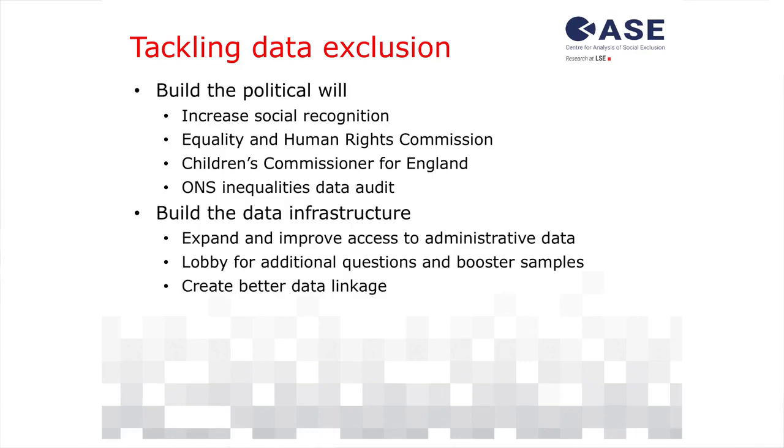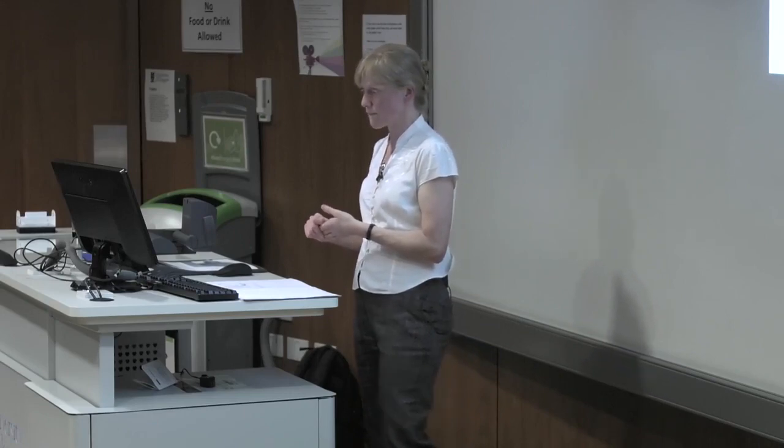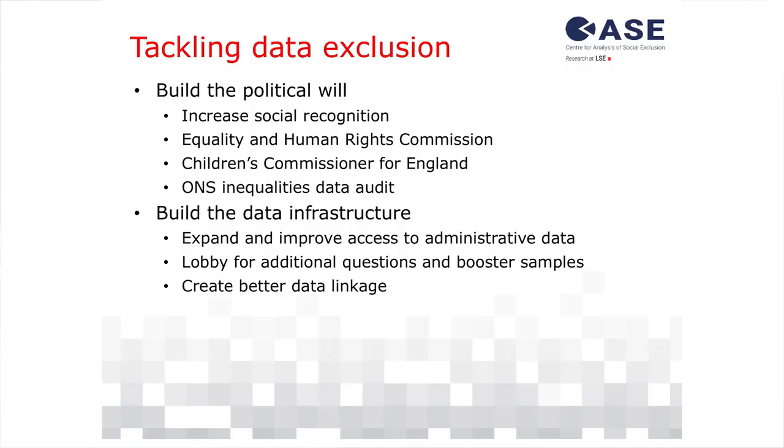We can also move forward in building the data infrastructure. And I think there's considerable hope here. There's been a lot of change even over the last 10 years in the data that are available. So this is an improving picture. Initiatives that expand and improve access to administrative data, like the Administrative Data Research Network, are very, very valuable and important. We can lobby for additional questions to be included. So one of the matters arising from this project is to lobby for the inclusion of that question from the Labour Force Survey on reasons for immigration to be included in the Family Resources Survey, because that would really enhance, in a very low-cost way, the analysis that we're able to do on that group in the FRS.